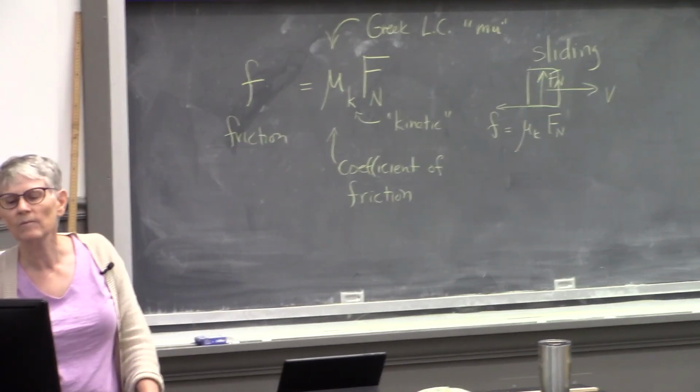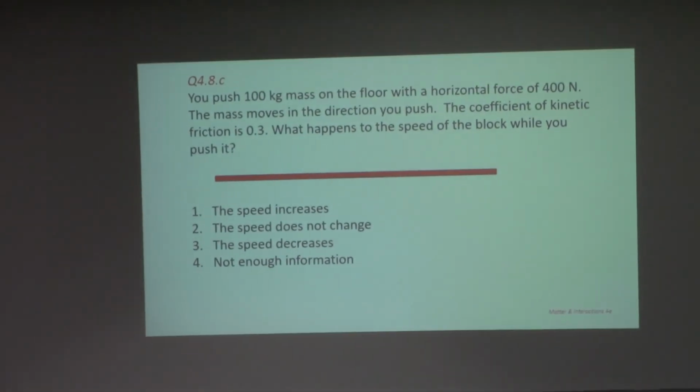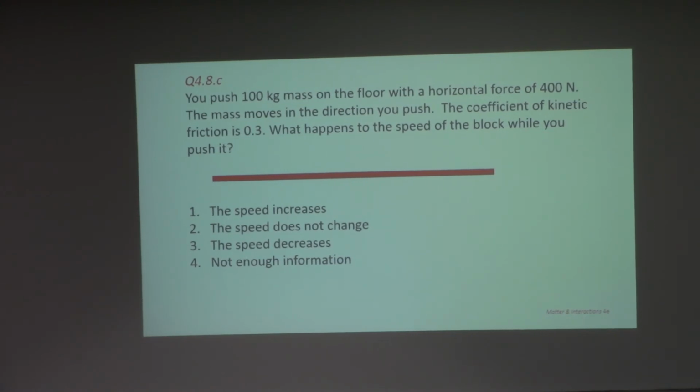One more. Okay, a different floor. We finally got it moving, okay? So the coefficient of kinetic friction and the coefficient of static friction can be different. So it's finally moving. So now the coefficient of kinetic friction is 0.3. And we're pushing this block with a force of 400 newtons. What happens to the speed of the block?